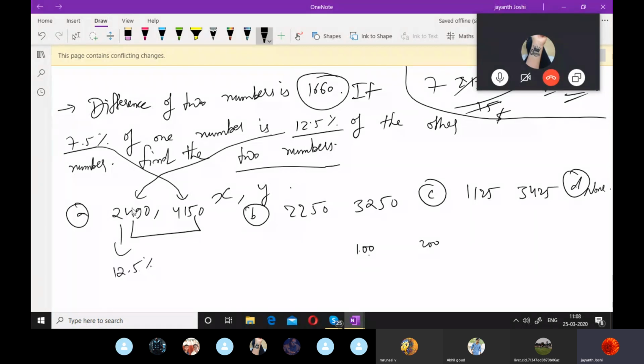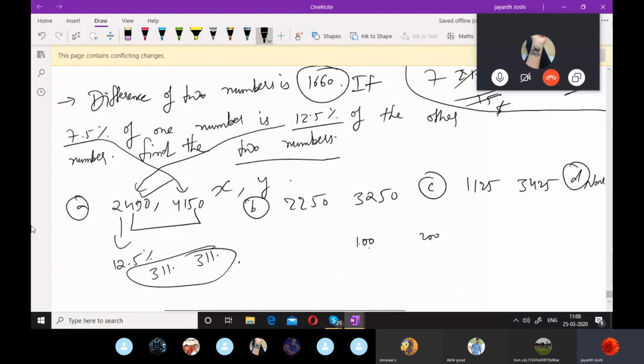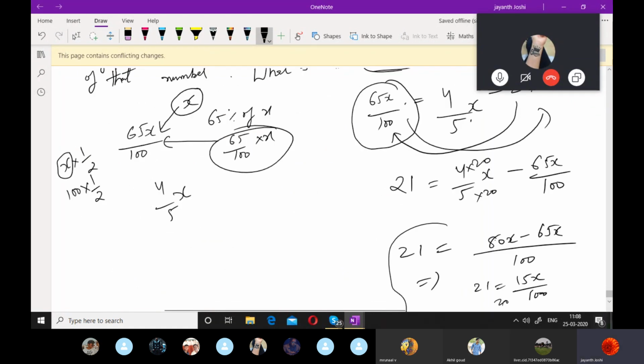12.5% of 2490, you'll get 311 point something. If you take 7.5% of 4150, you'll get 311 point something. Both will be matching. So this is the answer. Instead of doing this question in a lengthy procedure, you can directly do it with the back substitution method. Back substitution. Okay.